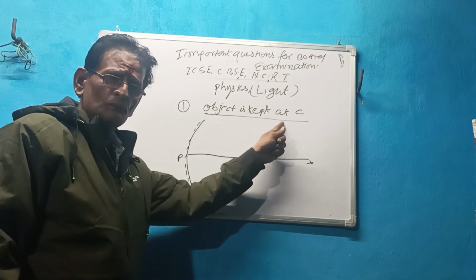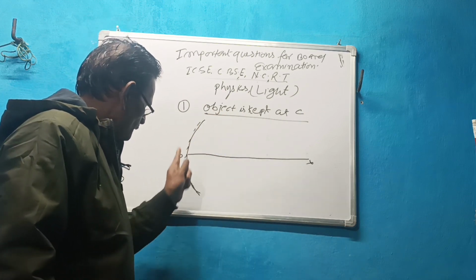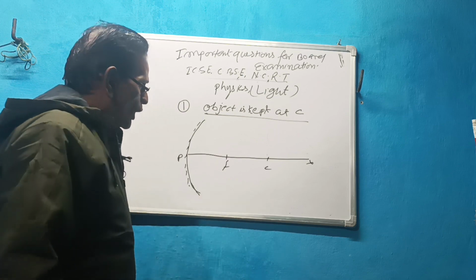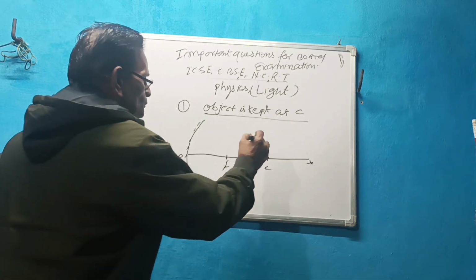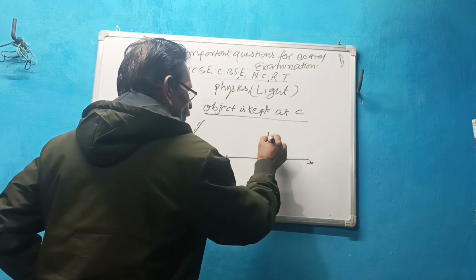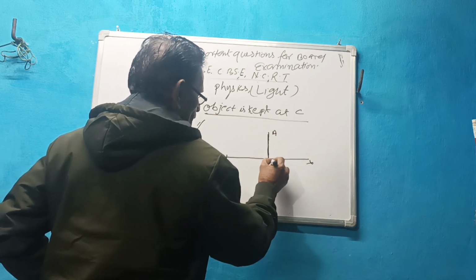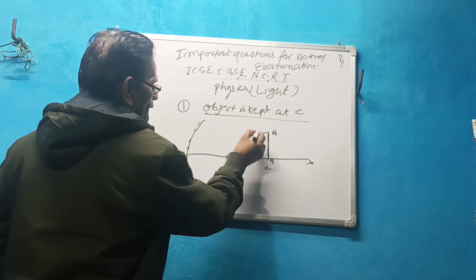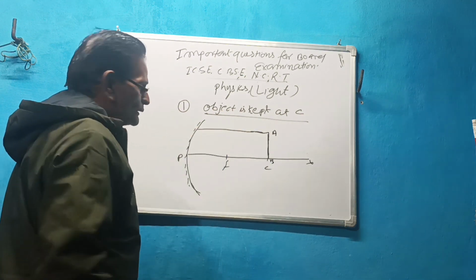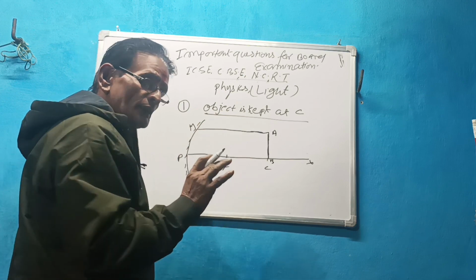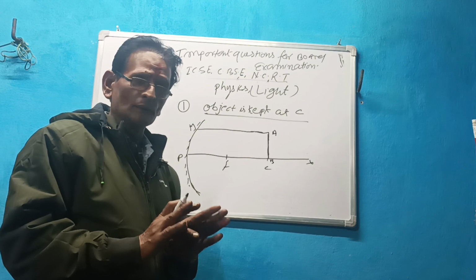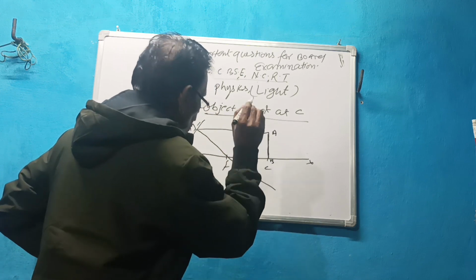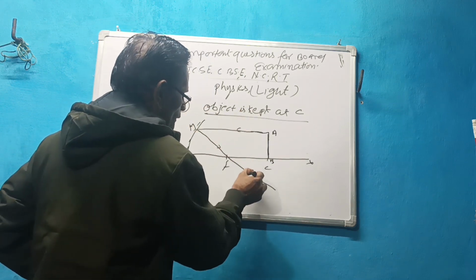Every type of question will be given. You have to also draw the principal axis this way, and here will be the focus and here will be C. Your object is at C, so suppose AB is the object and you have put it at C. One ray of light will be incident straight on the mirror, at M suppose, and I have already told you that the reflected ray will always pass through the focus.